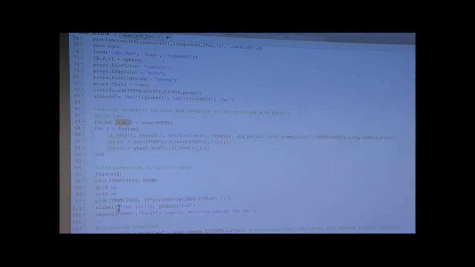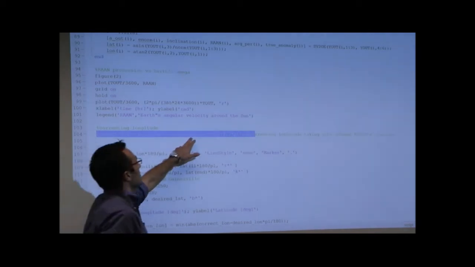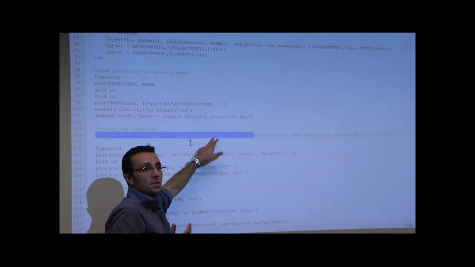Now, this is for the RAN. We don't care anymore. Now, this is the instruction where I go and correct the longitude. I take whatever I computed before, that I call ln, and subtract the GST, which is the initial angle for Greenwich, plus here I'm taking into account how much time has gone by since the initial condition.